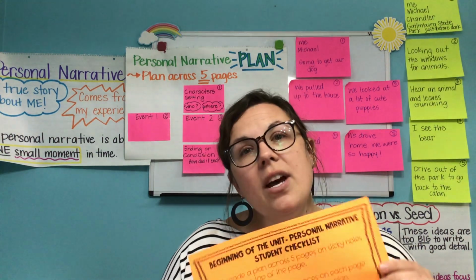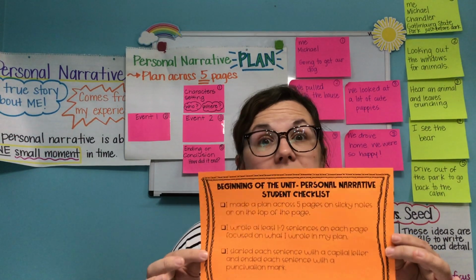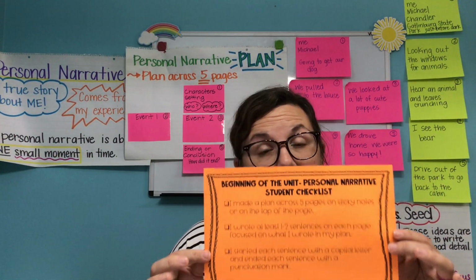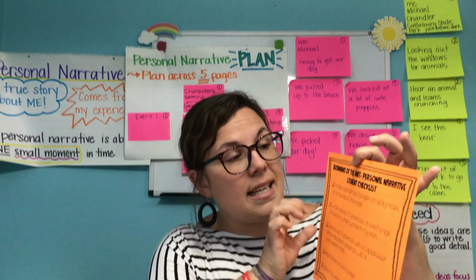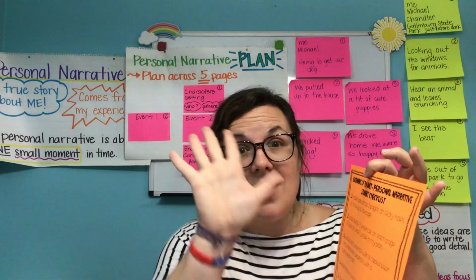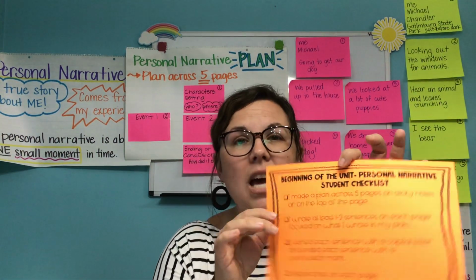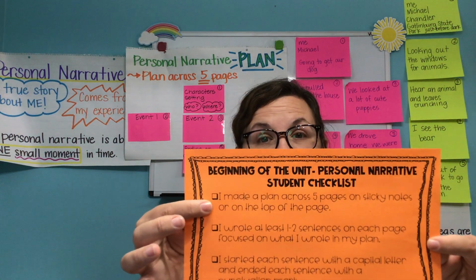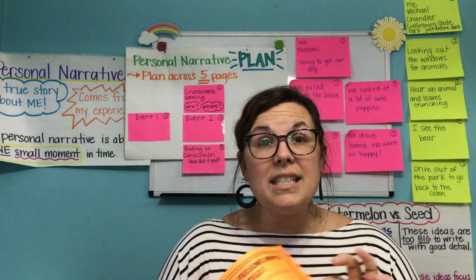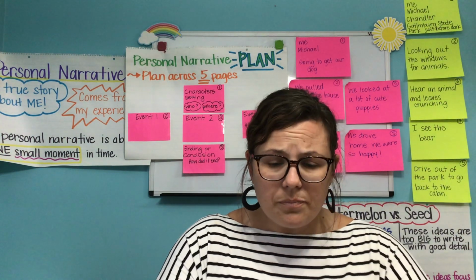So if we look at our personal narrative checklist, this is all that your teacher is expecting you to have done right now at the beginning of our unit. The first one says, I made a plan across 5 pages on sticky notes or across the top of the page. So this is the very first bullet on your checklist. I want to show you exactly what that is because I think some people have missed that somewhere.